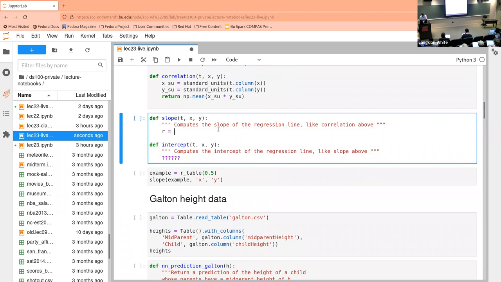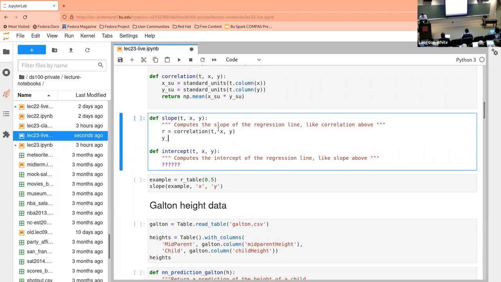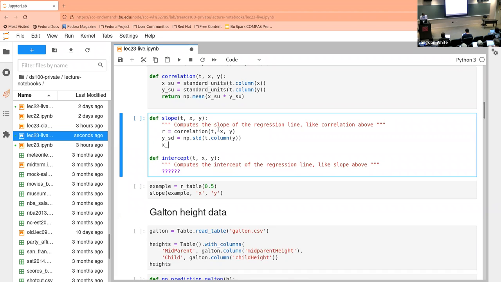We know to get the R, we want to use the correlation function that we have above, and we're going to pass it our table, our X and our Y, so that it can calculate the correlation and get us that R. Then we need the standard deviation for Y, which would be np.std of t.column of Y. And then we need to do the same thing with the X, so np.std of t.column of X.